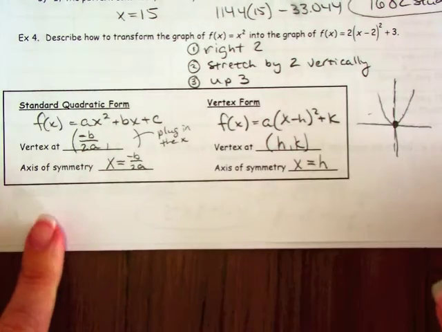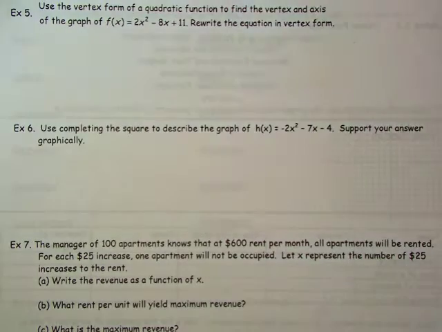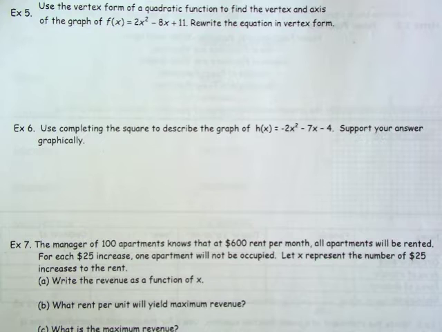Okay, let's go on to the other side. So let's continue on with our quadratic function notes. So here it says use the vertex form of a quadratic function to find the vertex and axis of the graph. And it gives us our function in our standard or general form. So the first thing it asks us to do is rewrite it in vertex form.